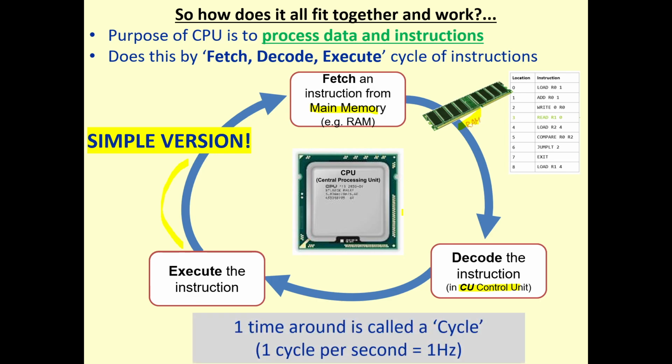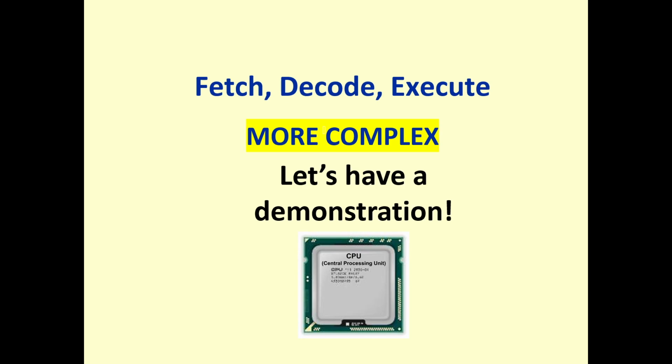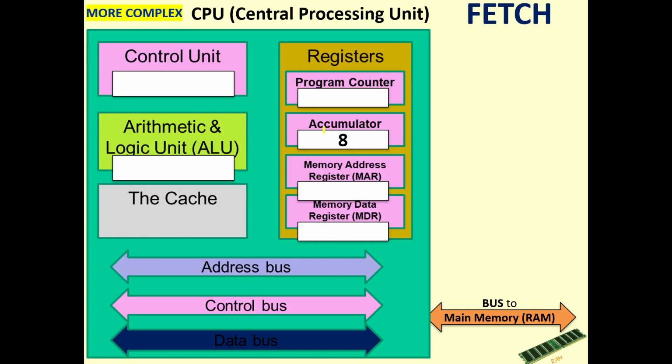Okay, one time around, one cycle, is called 1 hertz. 1 million times around per second is called 1 megahertz, and 1 billion is 1 gigahertz. That is also important to know. So, just so we have a bit more understanding, let's have a little demonstration, a more complex version.